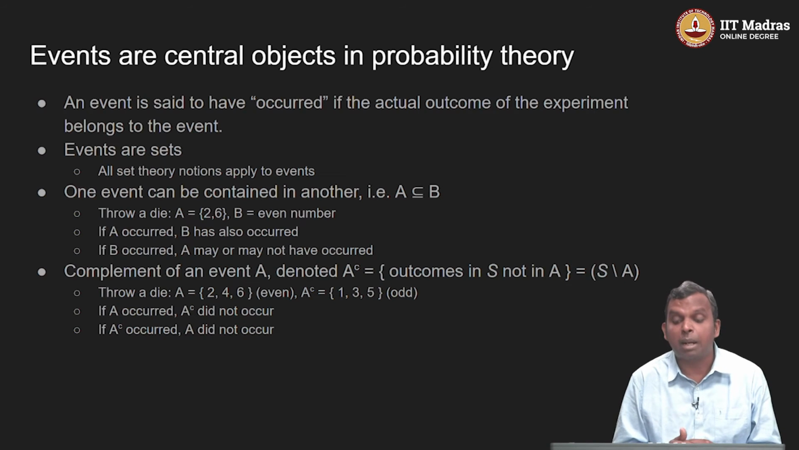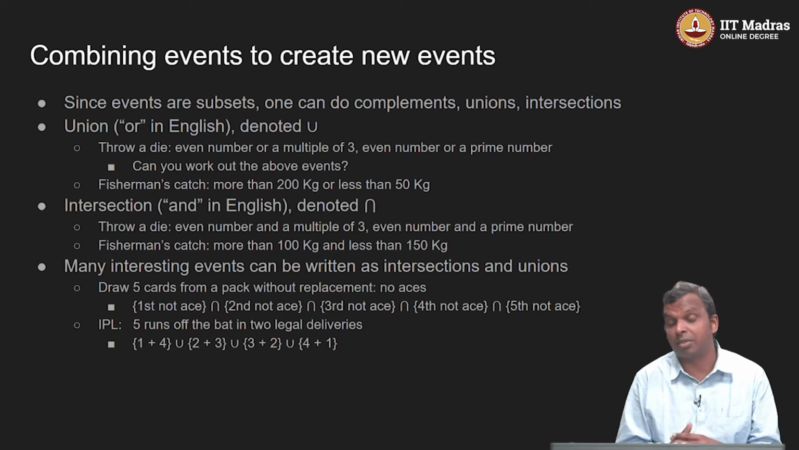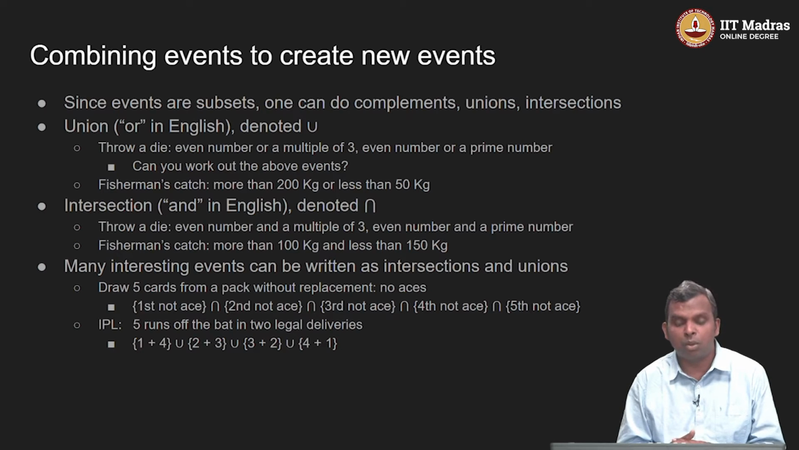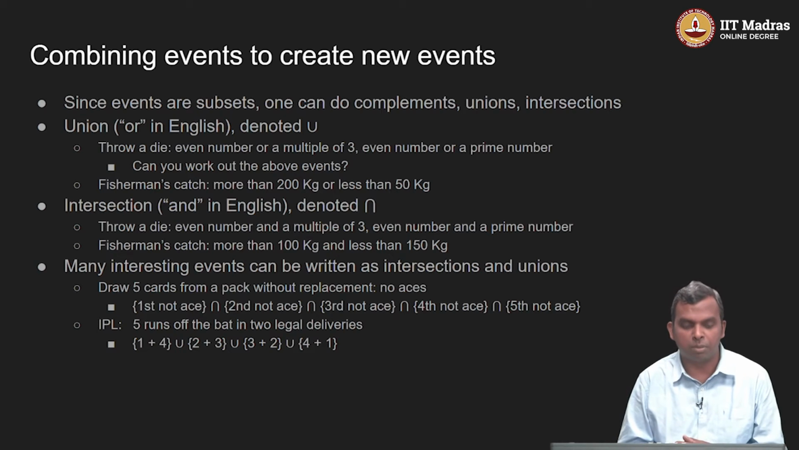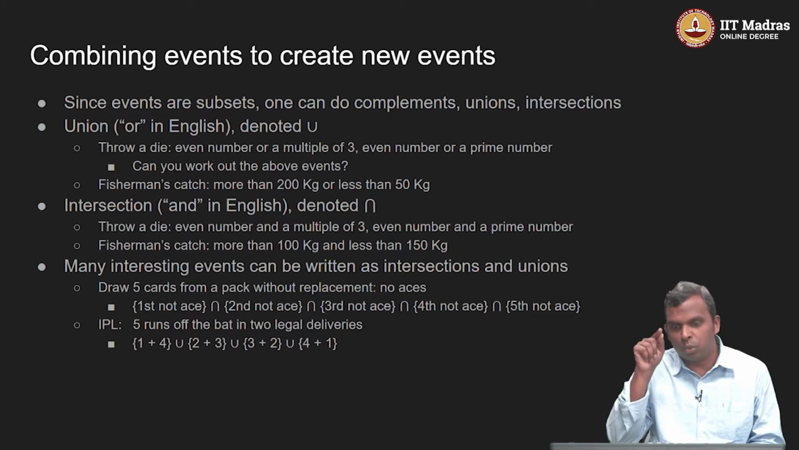Okay, so you can combine events to create new events, and the standard way is to operate with the two operations which are very central in set theory. One is called union, the other is called intersection, and both of these can be done with events as well. Events are subsets, so one can do these two operations on events. But let's see what it means in the experiment, right? With respect to the outcomes. Okay. So union is also like an OR operation. It's denoted with that U shape.